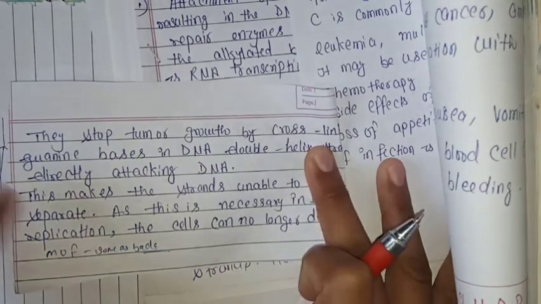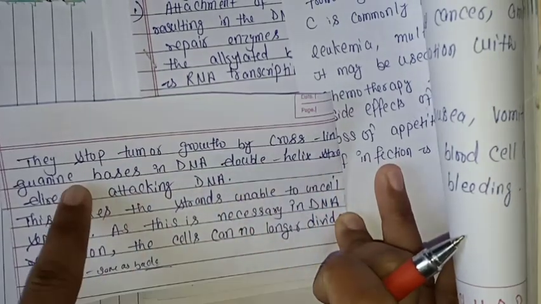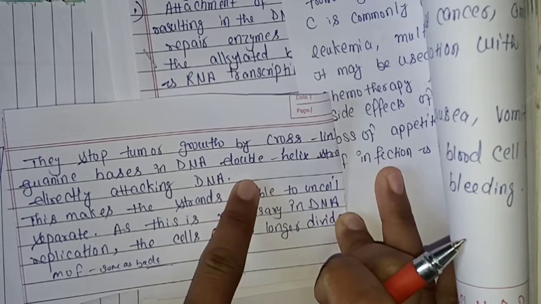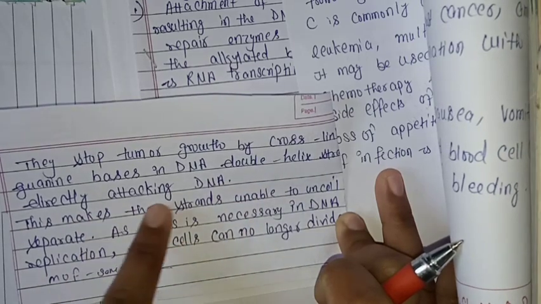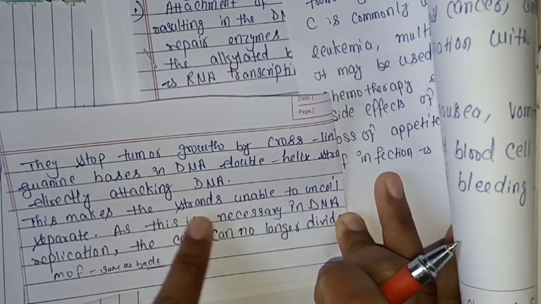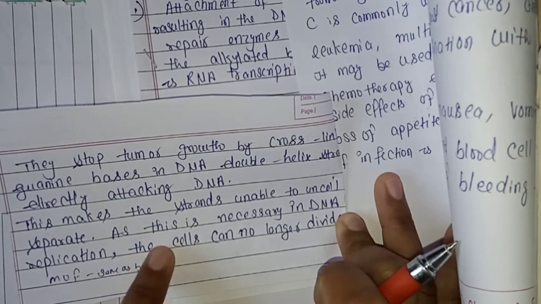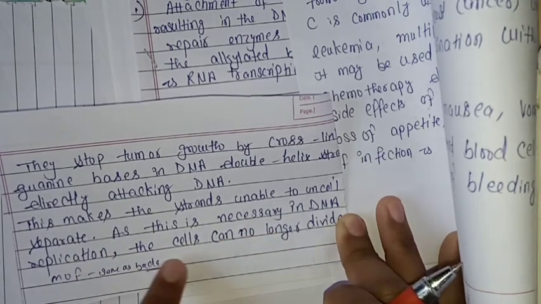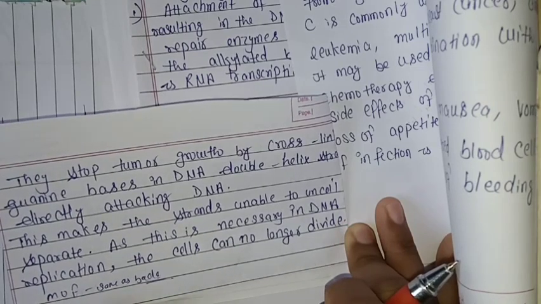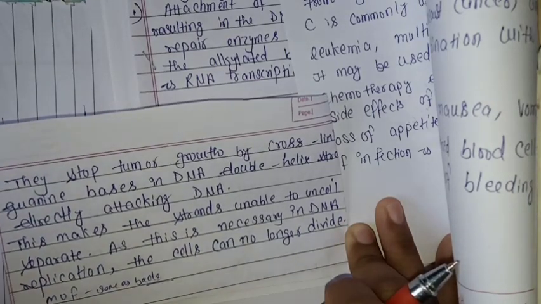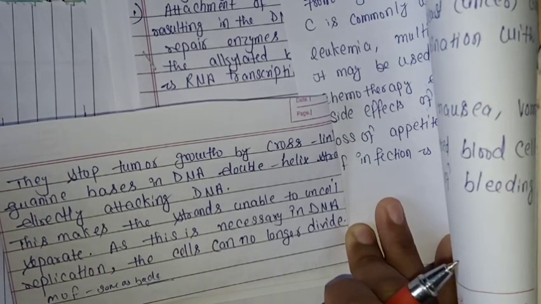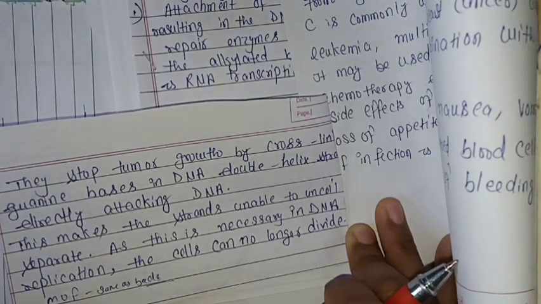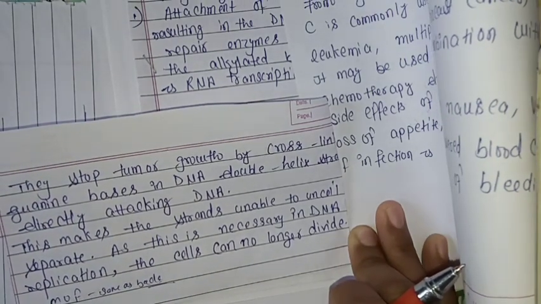And they stop the tumor cell by cross-linking guanine base in DNA double helix structure, directly attacking the DNA. This makes the strand unable to uncoil and separate. As this is necessary in DNA replication, the cell can no longer divide, right? And its mode of action is similar to the antimetabolites process.